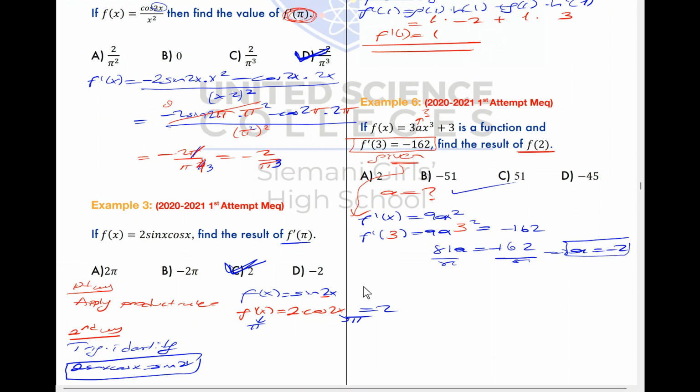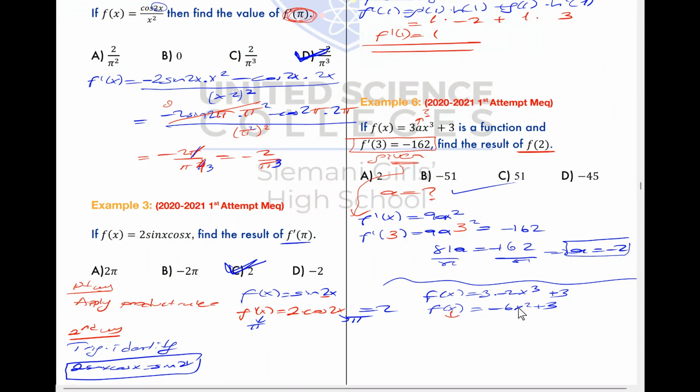Just substitute the value of a in the function. Write this as f of x equals 3 multiplied by a, which is negative 2, x cubed plus 3. So my f of x is 3 by negative 6, x cubed plus 3. No more unknown. Now I can evaluate the function at 2. So see, this question involves evaluating functions and derivative. Two things in one question.